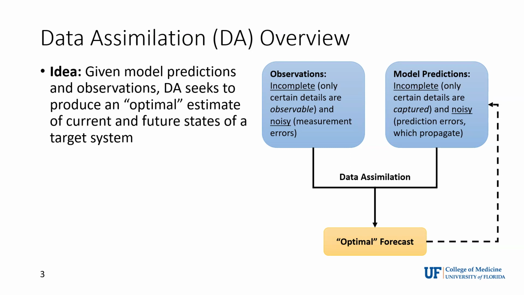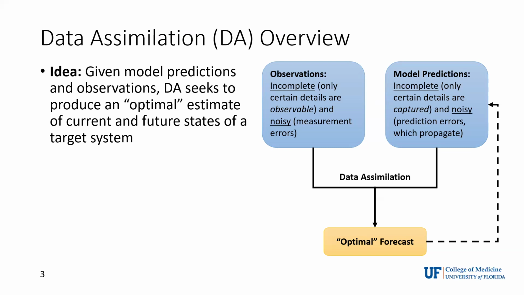And then model predictions, as I assume most people are familiar with, because I think most people who do math bio are also incomplete and noisy. So they're incomplete sort of by design. There's only certain details that we capture within our model. Usually it's almost always there's something that we're missing, something that we're simplifying, so on and so forth.